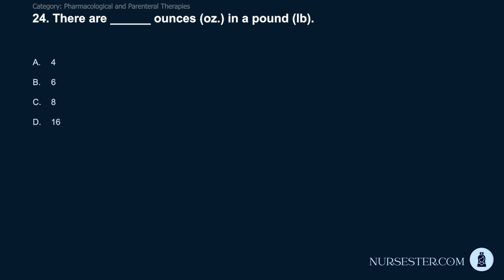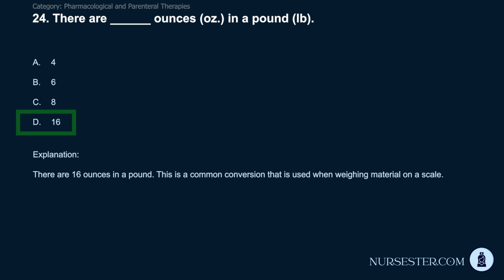24. There are how many ounces, oz, in a pound, lb? A. 4. B. 6. C. 8. D. 16. Correct answer, D. 16. There are 16 ounces in a pound. This is a common conversion that is used when weighing material on a scale.